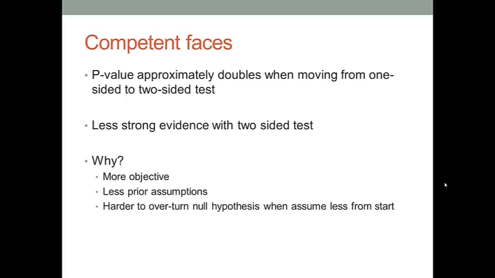Remember, the researchers are assuming less ahead of time. In the case of the Competent Face data, this means the researchers are assuming less about the direction of the effect. So we're not sure if the Competent Face method will do better than 50% or worse than 50%. Because you're assuming less ahead of time, it's harder to overturn your null hypothesis. There's less assumptions ahead of time, so we need more data to end up with the same strength of evidence.